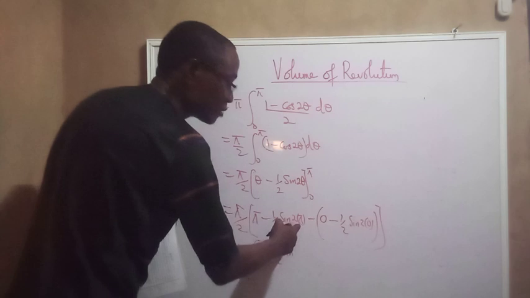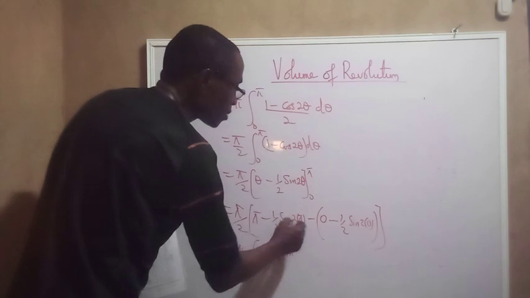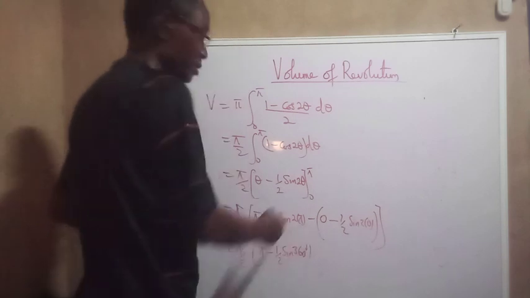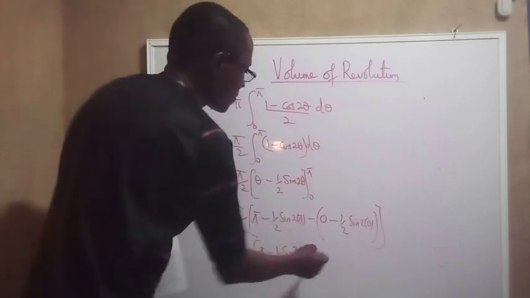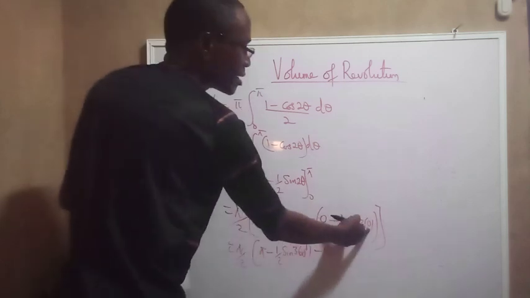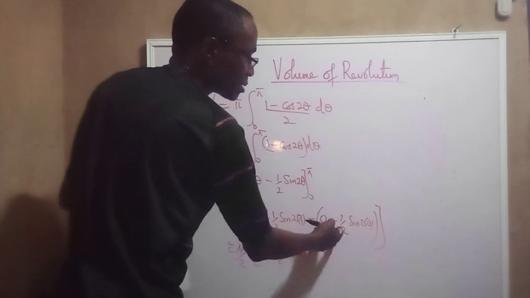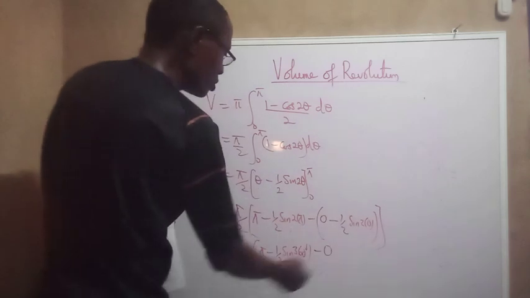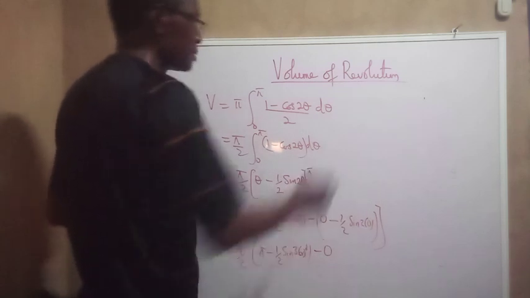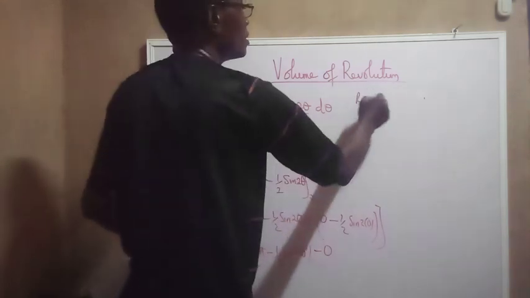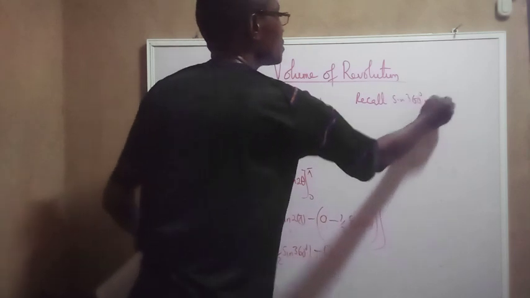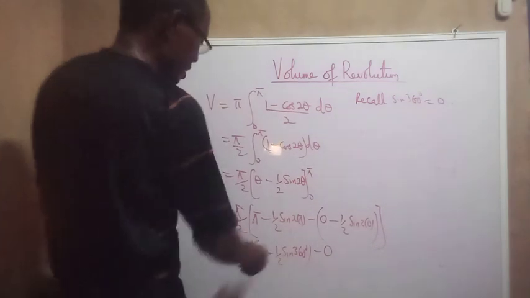Sine, pi is 180 degrees, so 2 pi will be what? 360 degrees. Okay? 360 degrees. I hope you are getting that. Okay? So minus, everything here will be 0 automatically because this is 0. Sine 0, 2 times 0 is 0. 0 times half is 0. Everything here is 0. So you have what? And sine 360 degrees. Recall sine 360 degrees is equal to 0. So that implies that we have what?